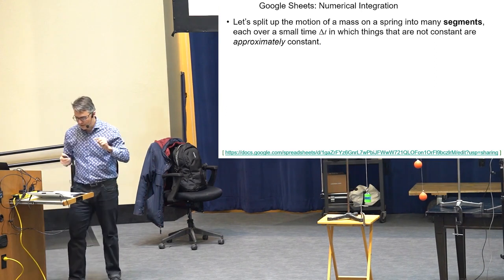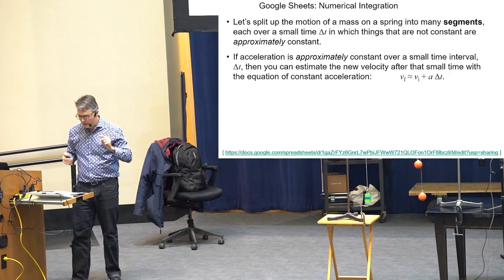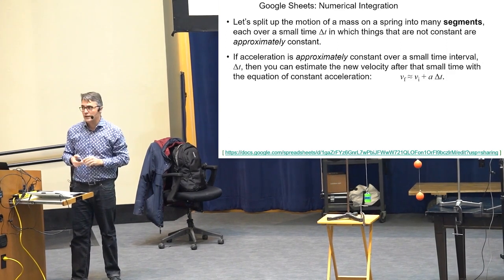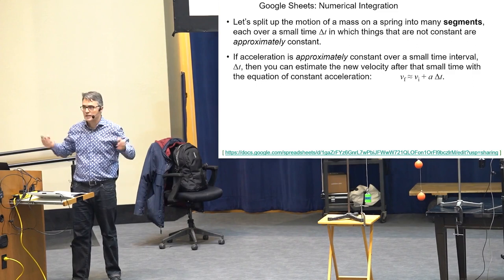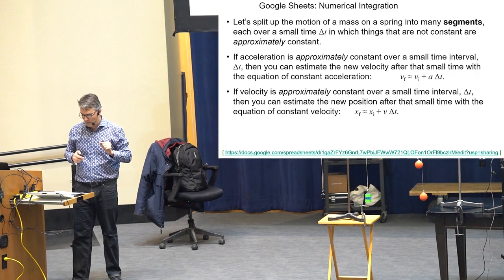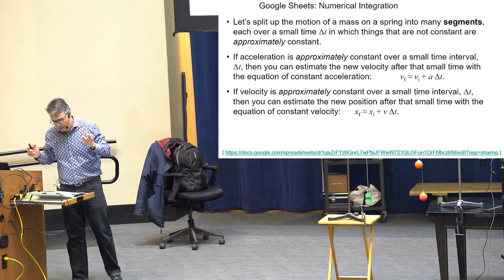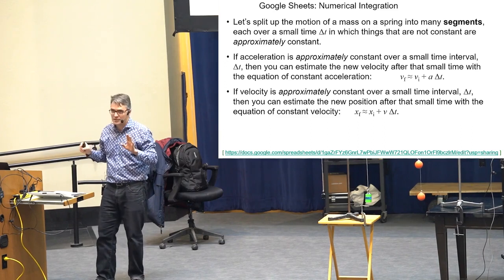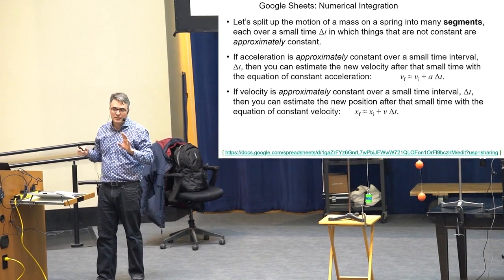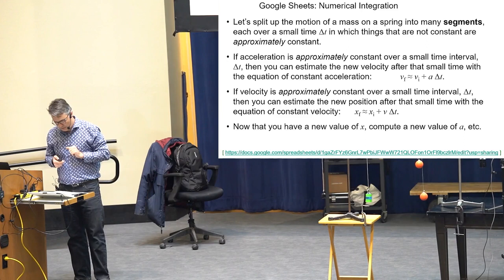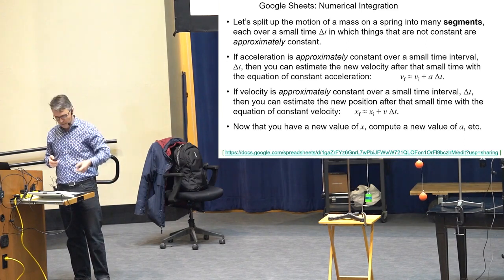But the thing is, if the acceleration is approximately constant over a small time interval, we're going to use this equation: V final is just V initial plus A times delta t. We're just going to pretend A is constant. And then similarly, if the velocity is approximately constant, we can say the final position is the initial position plus V times delta t. Again, not really correct, but we can pretend V is constant because it's probably constant over a small enough time step. And then once we do that, we can just go to the next segment again and again and again.